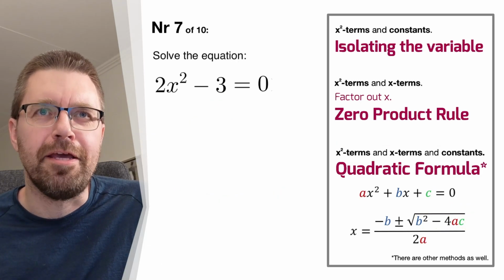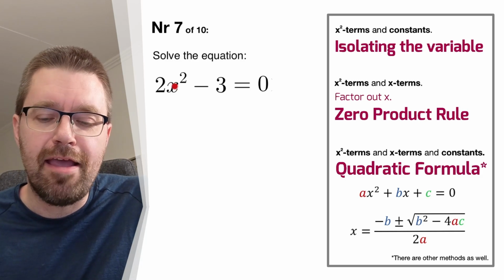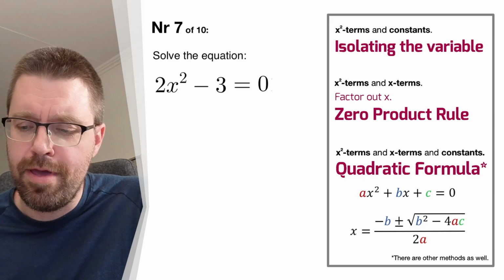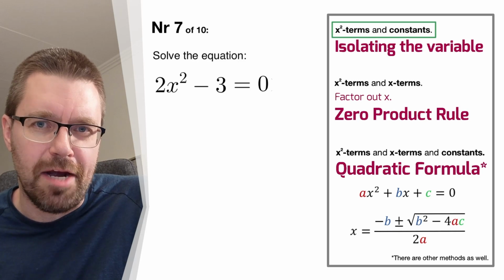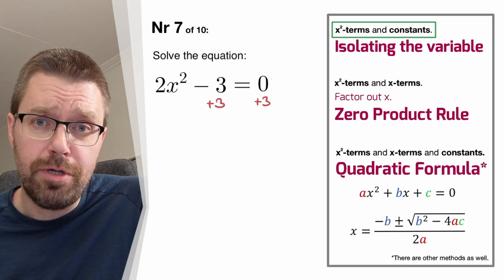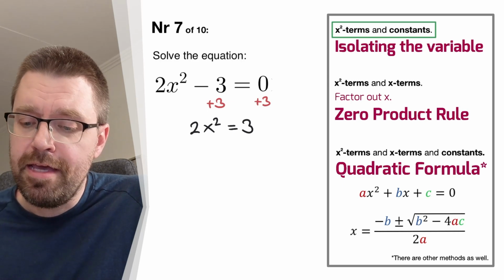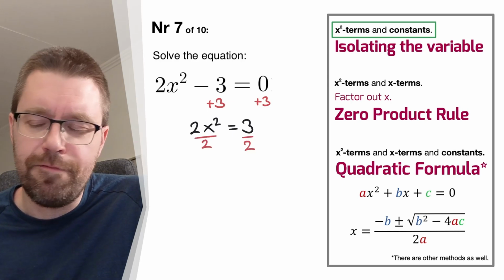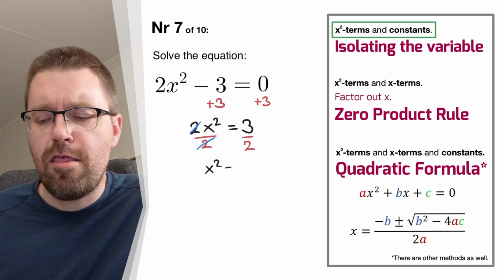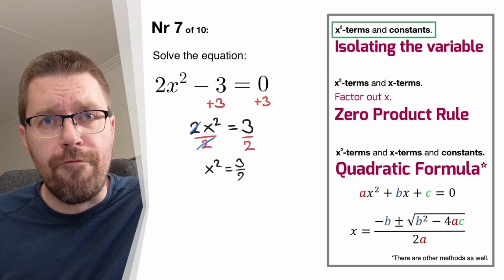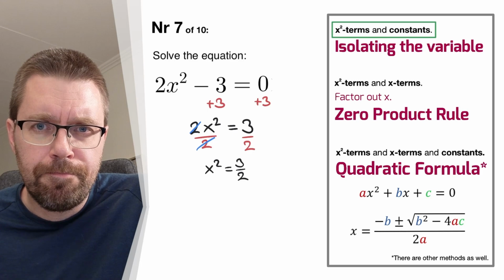Equation number 7, 2x squared minus 3 equals 0. And I know that I have x squared term and constant term, and then I can use isolating the variable, the first method here. So I send over 3 to the other side and got 2x squared equals 3. Then I divide by 2 to get rid of the coefficient before x squared. And then I got x squared equals 3 halves. And of course you can write 1.5 if you want to.